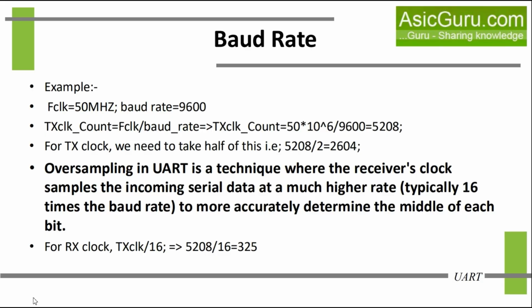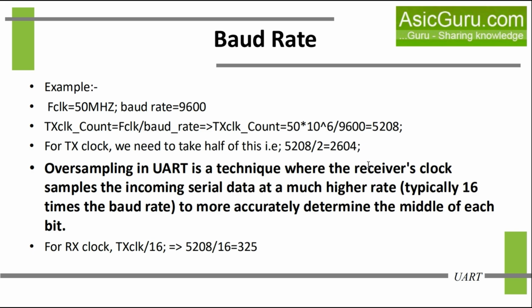Now let's see an example. Suppose we have clock frequency of 50 MHz and baud rate is 9600. Then our TX clock count is calculated as frequency of clock upon baud rate, that is 50 into 10 to the power 6 upon 9600, that will be 5208. For TX clock we need to take half of this, that is 2604. Now the question arises, why are we taking half of this? We are taking half of this because we have to toggle the clock, and in one half it will be 2604 and another half it will be again 2604, then total it will become 5208.